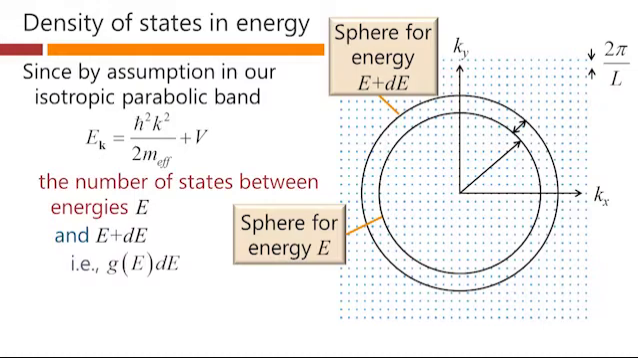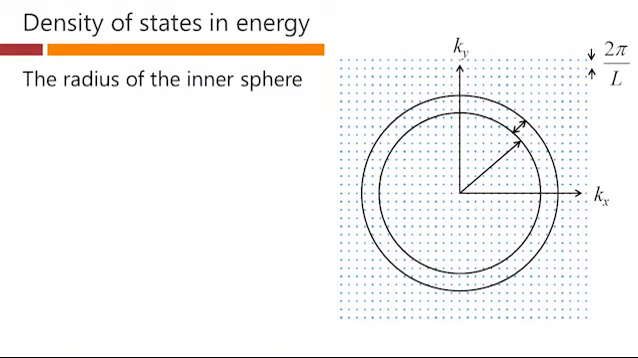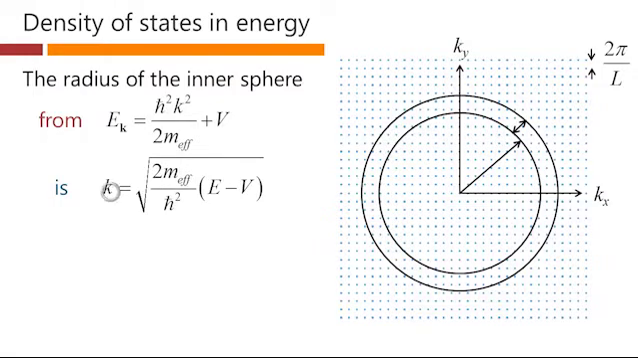So the number of states that we're interested in is the density of states in energy times the little bit of energy here, and that should be equal to the number of dots inside this spherical shell. Now, the radius of our inner sphere is, of course, from this expression here, just K equal to the square root of 2 times the effective mass over h bar squared times E minus V. That's simply derived from here.